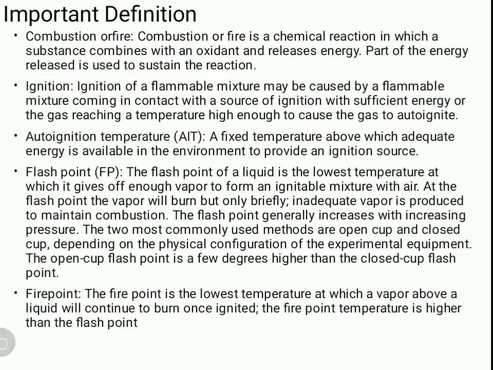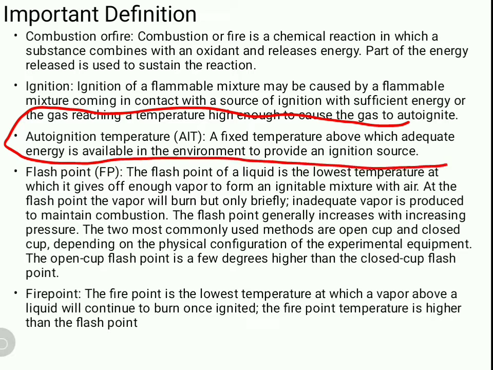So ignition is the small source of energy given to the material which may cause fire. Now the second point is very important. AIT is an important property of a material that we can see in the MSDS of every chemical. It is the auto ignition temperature, a fixed temperature above which adequate energy is available in the environment to provide the ignition source. It is the temperature at which the material will automatically take energy from the environment to catch fire.